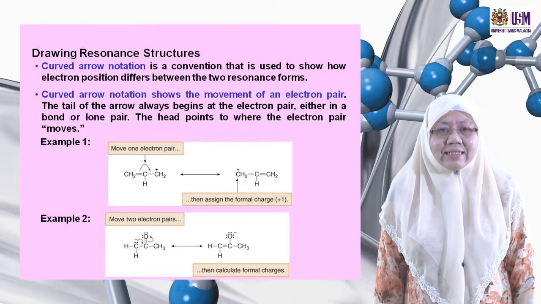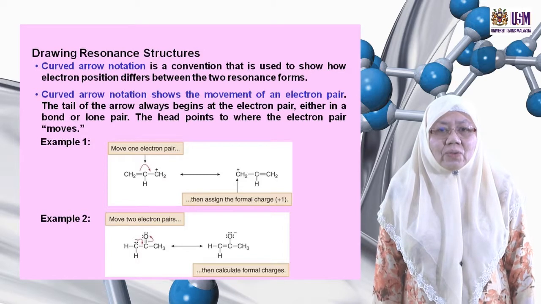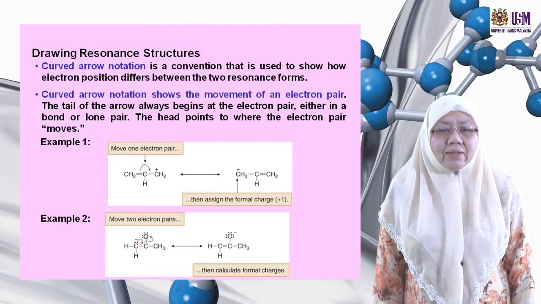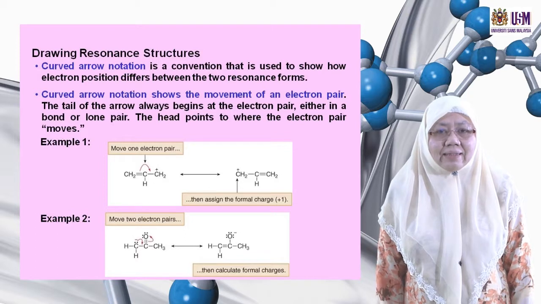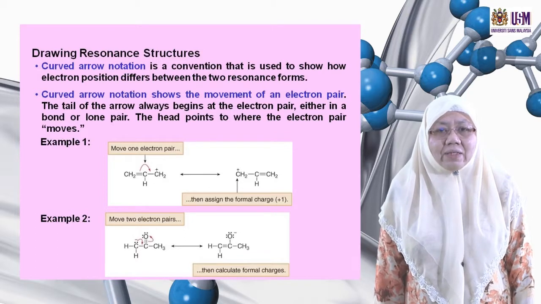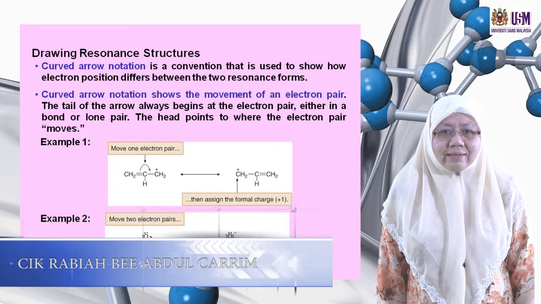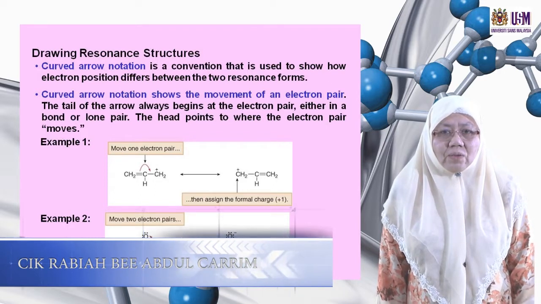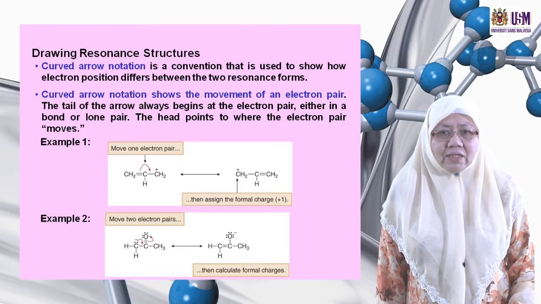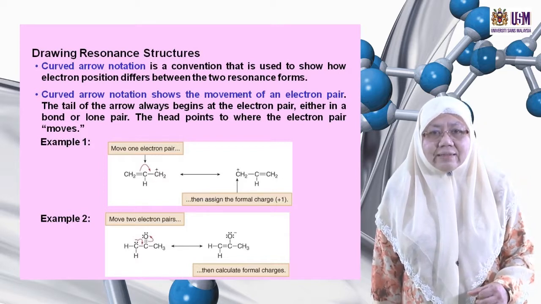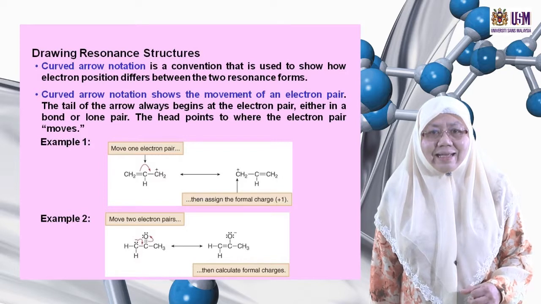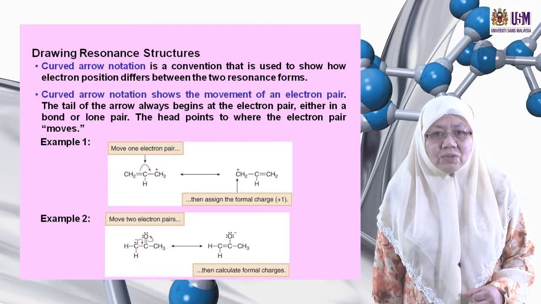For instance, we can see the double bond moves from the carbon on the left that is bonded to the middle carbon. It will move to the carbon on the right. So a bond will form between the carbon on the right and the middle carbon. And the one on the left now has a positive charge. So the assignment of the formal charge would be a positive charge, because this carbon atom now lacks an electron.